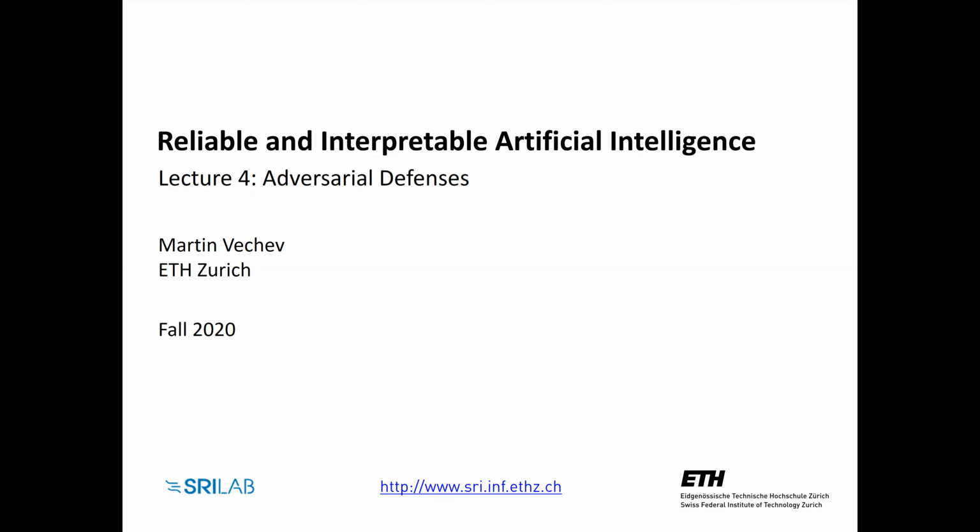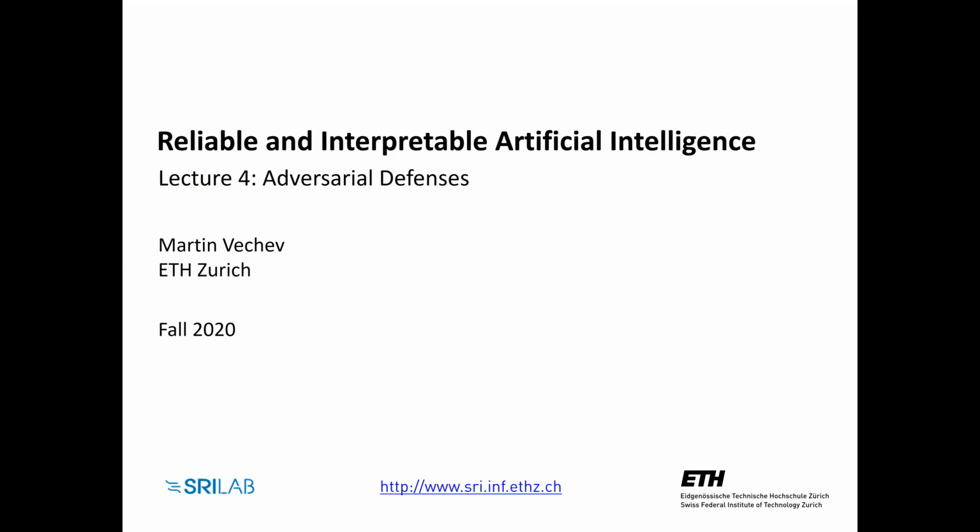This Lecture 4 is going to be about adversarial defenses, or mechanisms and algorithms which we can use to produce networks and models that are less susceptible to adversarial attacks. So they are more robust to finding adversarial examples.